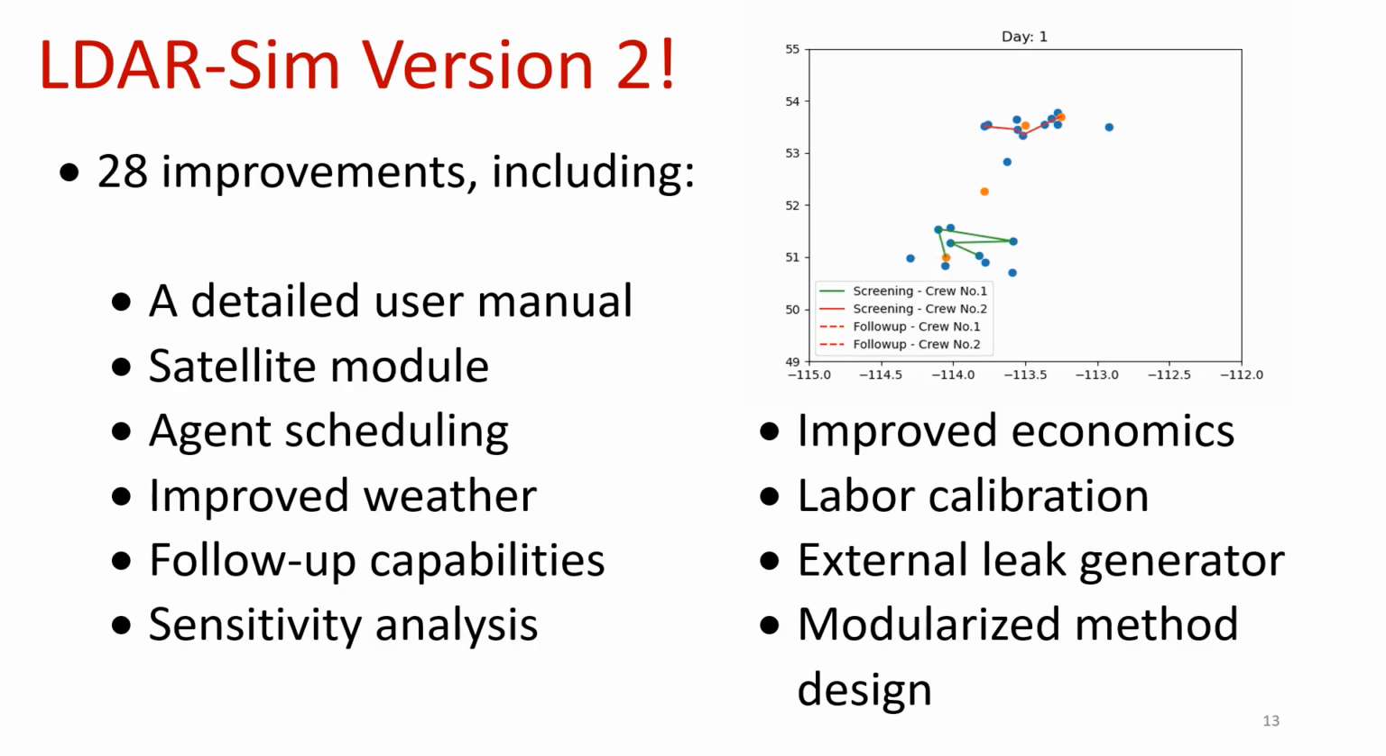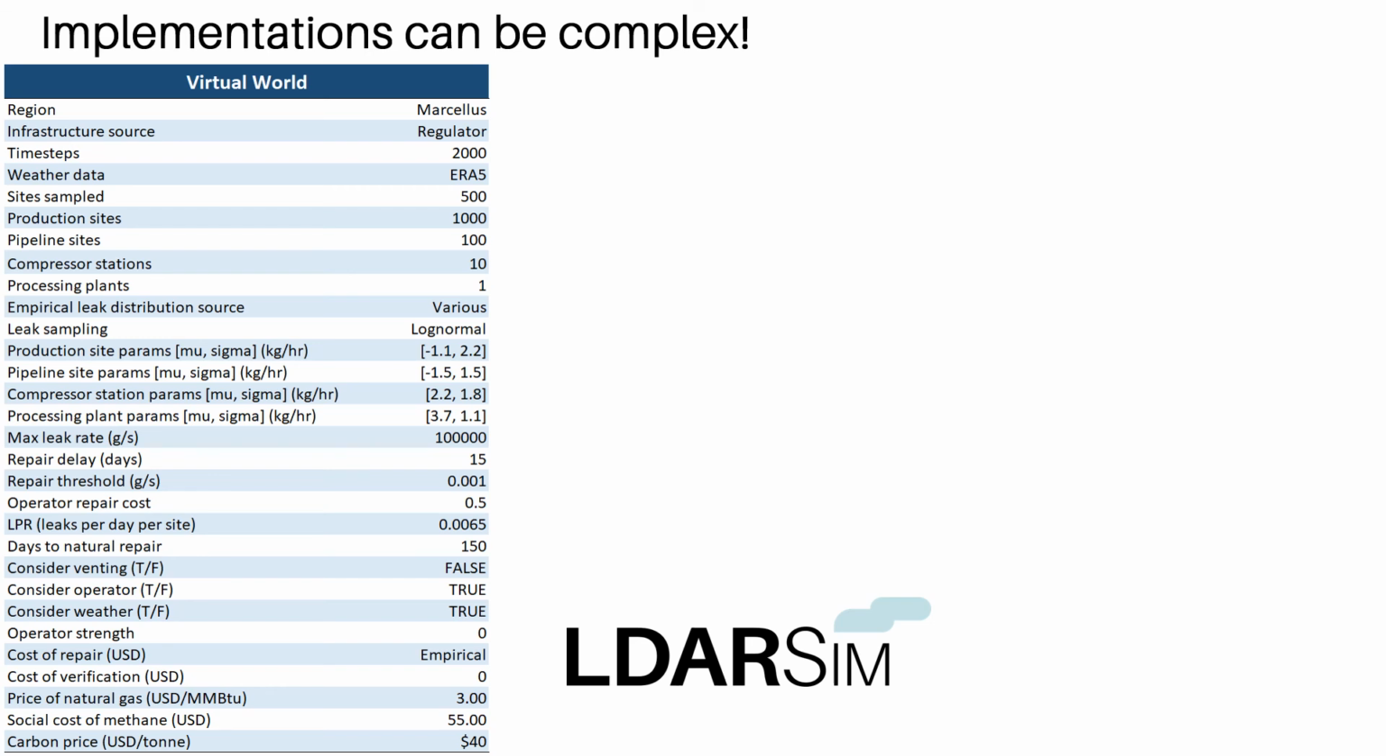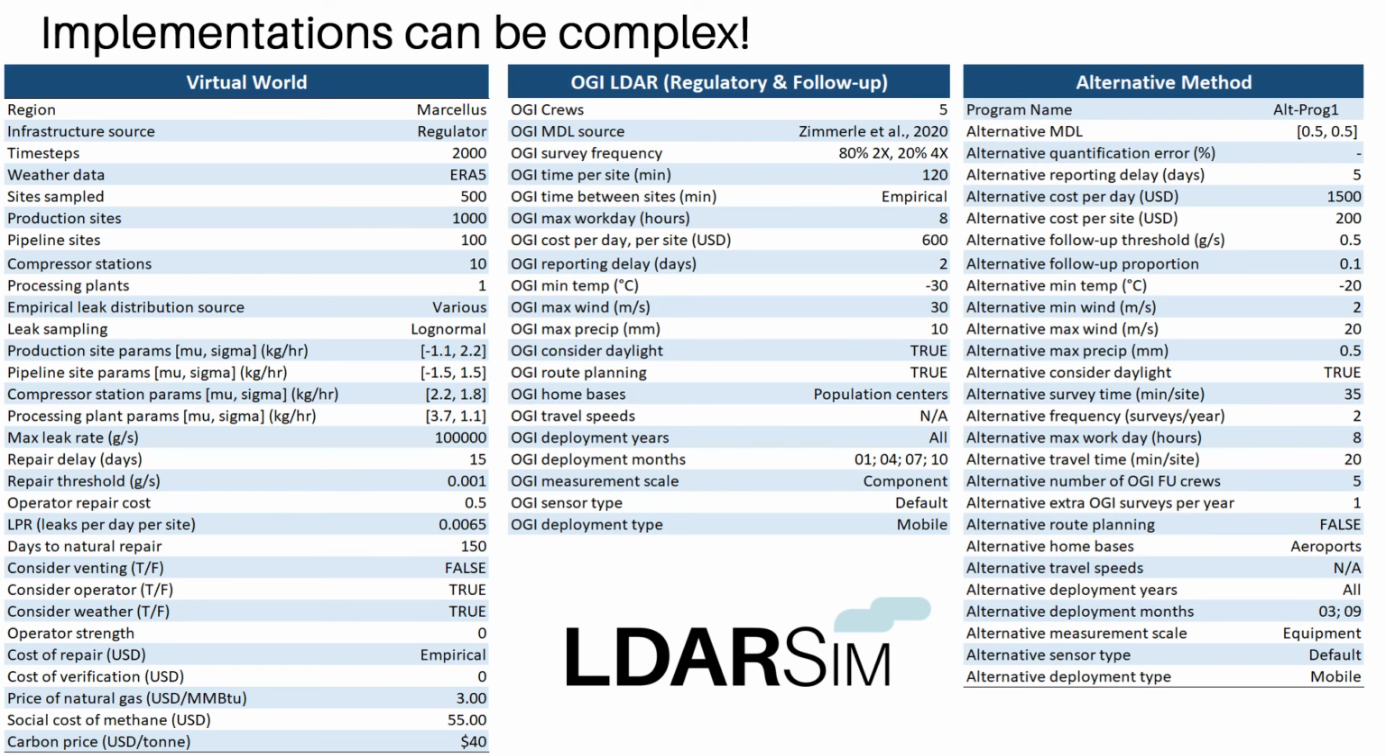Version 2 of LDAR Sim has now been released and has lots of improvements, including detailed user manuals, capabilities to use satellites, more advanced agent scheduling, follow-up capabilities, better weather in the virtual world, automated sensitivity analysis, improved economic functions, labor calibration, and much more. Implementation of LDAR Sim can be quite complex. Please remember that this overview video is a very simple representation of a far more complex model. You should be careful about parameterizations and understanding how everything works before you make decisions based on LDAR Sim's results.